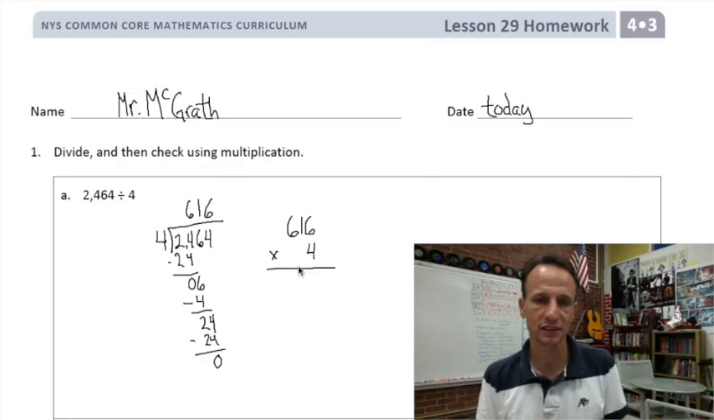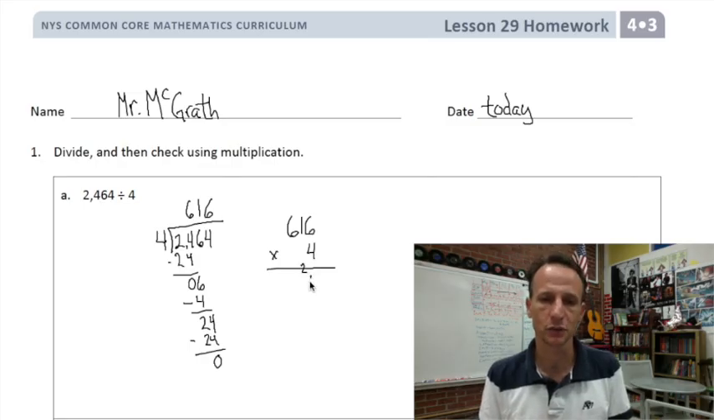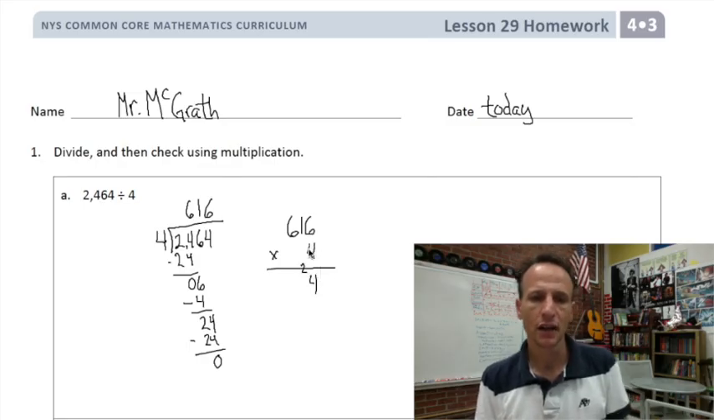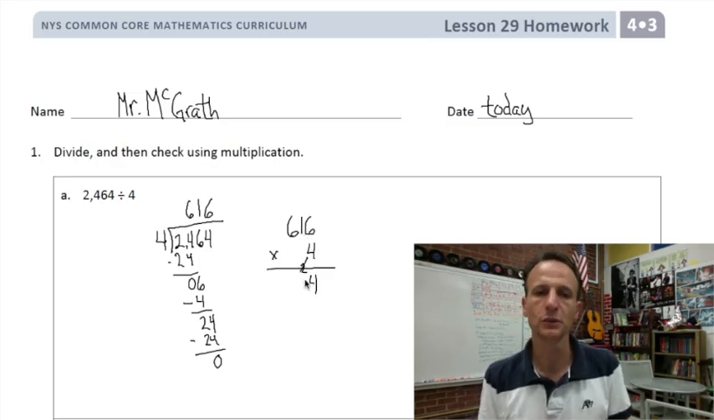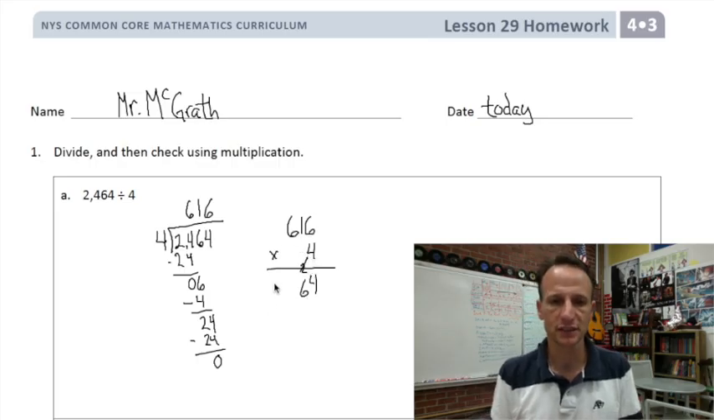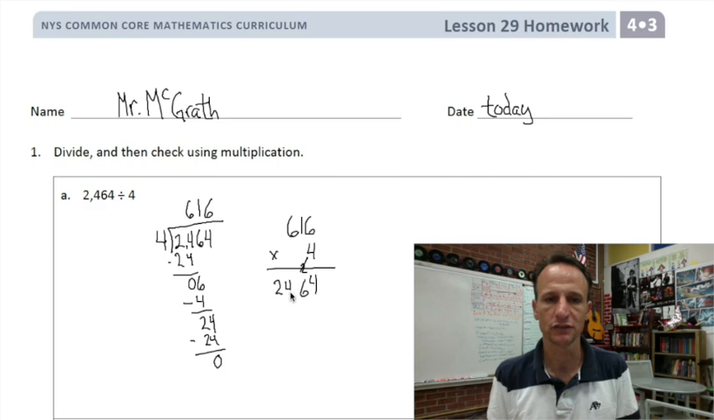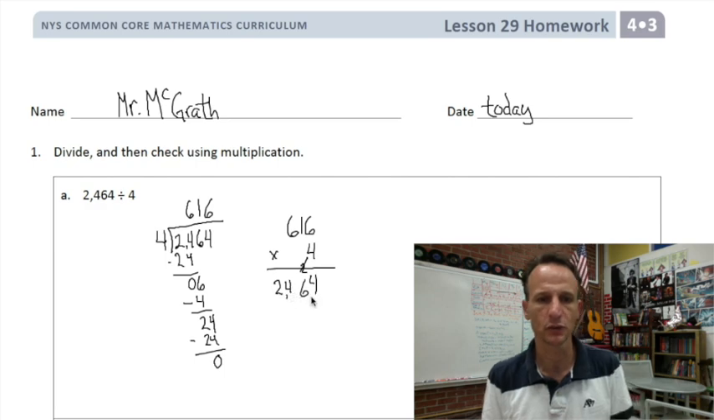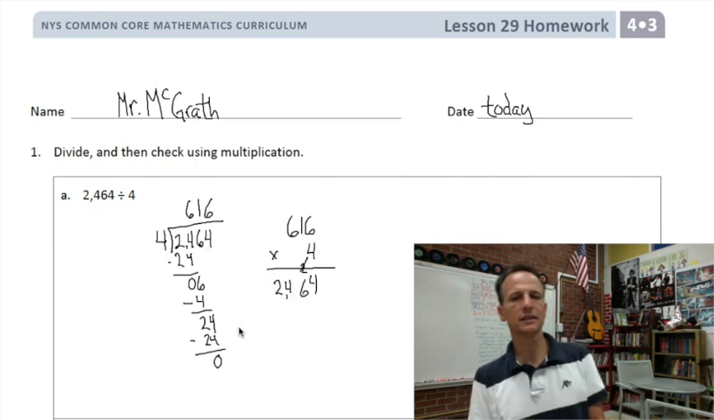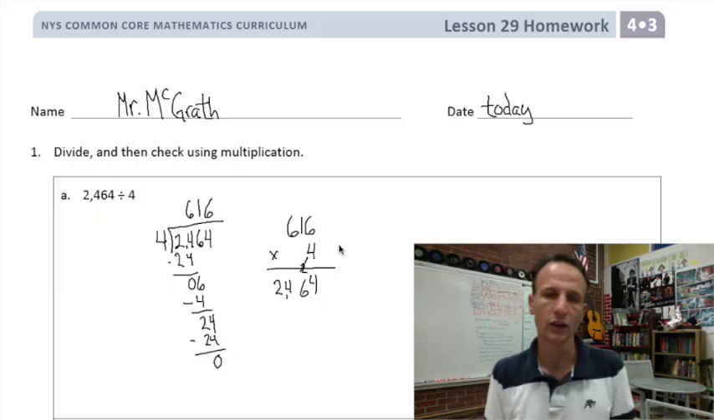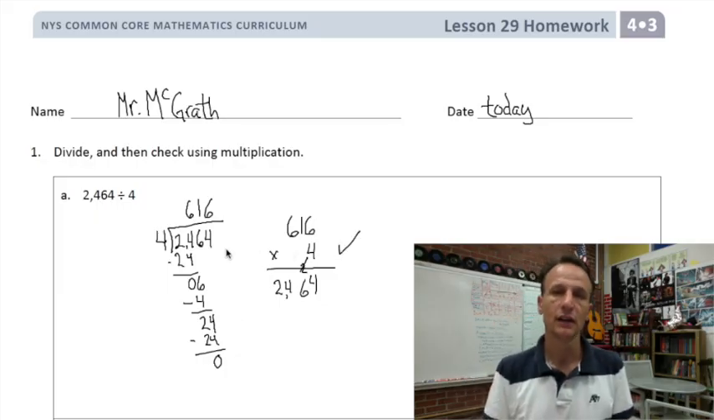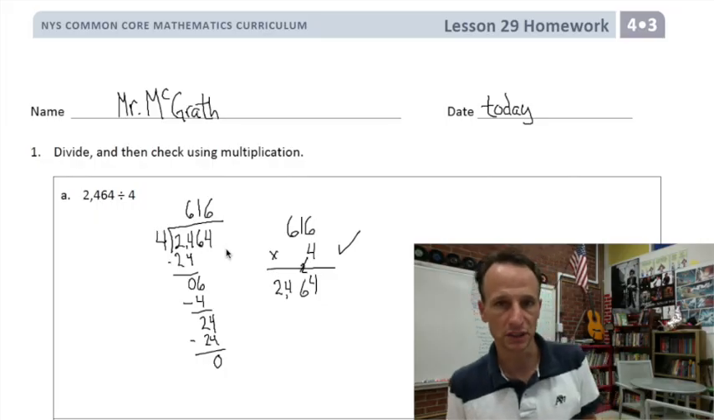4 times 6 is, that's right, 24. We've just done that several times. And 4 times 1 is 4, plus 2 is 6. And 4 times 6 again is 24. Place our comma. 2,464 is the dividend we started with. It all checks out. Let's move on to B.